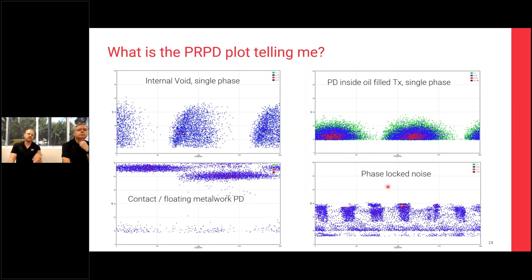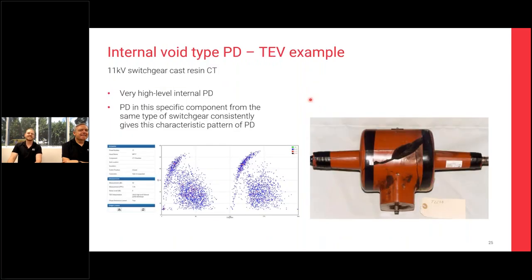And then you can always have noise. We'll always see noise. Here is an example of phase locked noise. Sometimes you hear noise, and you can get it if you put it on your phone. But sometimes you see noise, and you don't always get noise. Ideally, there would be no noise and you'd just find nothing or PD.